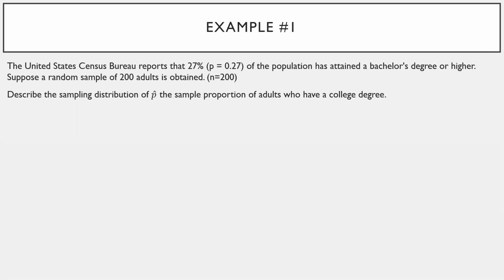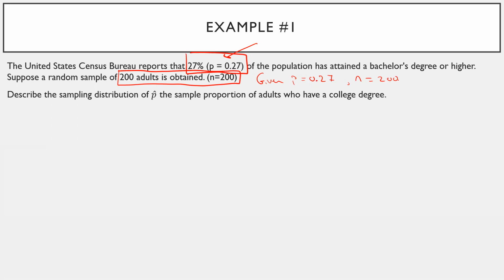Yeah, okay. So suppose a random sample of 200 adults is obtained, okay? For these problems, I'm going to give you some type of proportion, P, and then some sample size. So you're given P is equal to 0.27 and N is equal to 200. That's all I'm ever going to give you for these problems, in the start. Just two numbers, and then we're going to work a whole bunch of different stuff.